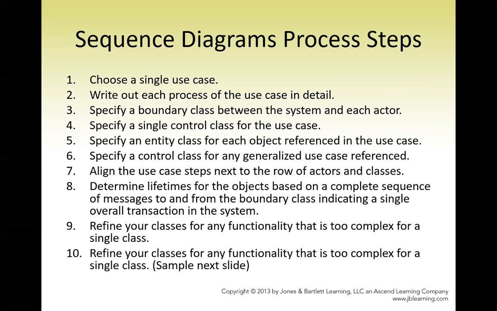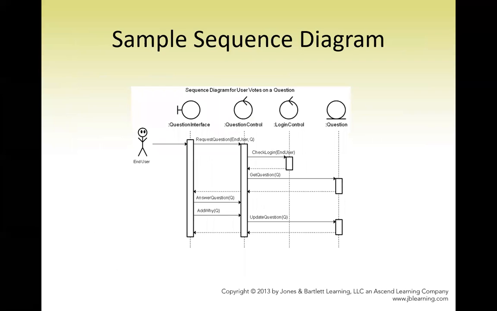So that's the sequence diagram process step. Choose a single use case, write each process for the use case in detail, specify the boundary, specify the control, specify the entity, align the use case steps next to the rows, and refine your classes for any functionality that's too complex for a single class. And technically that's what we are talking about.